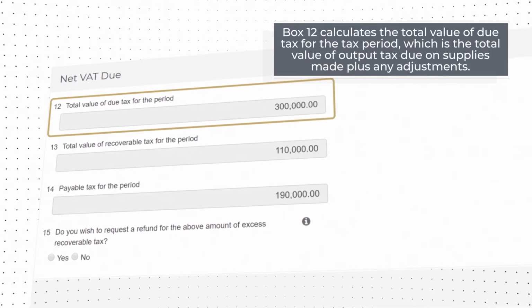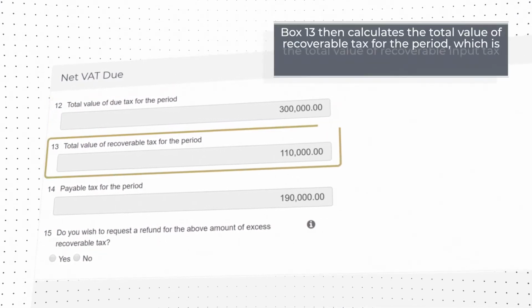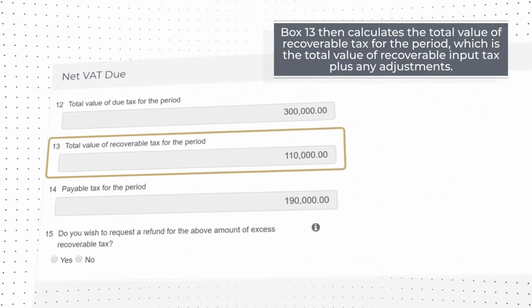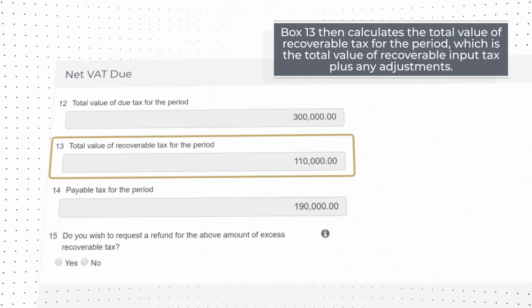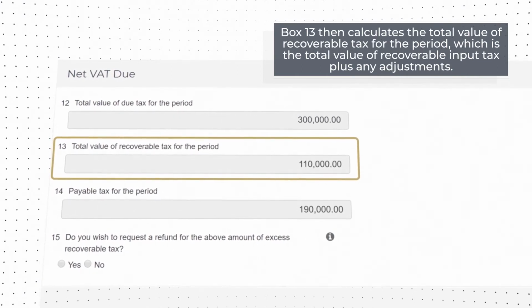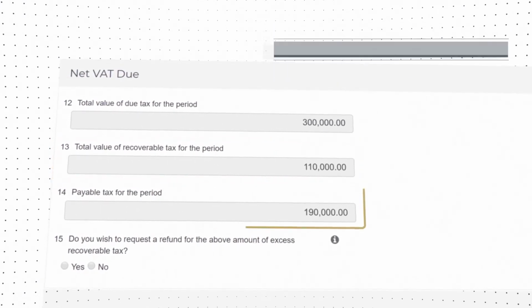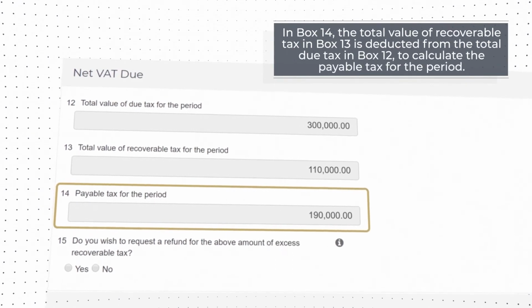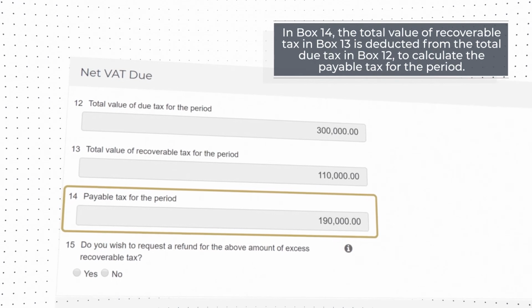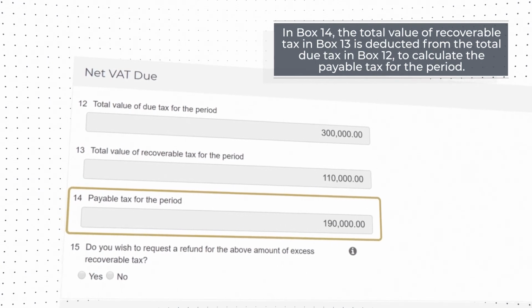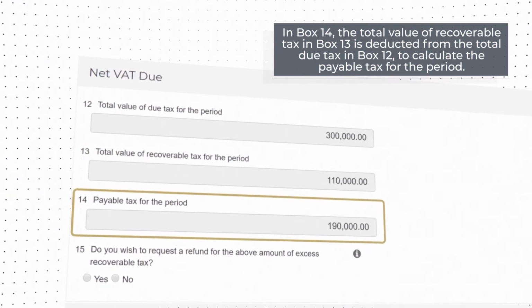Box 13 then calculates the total value of recoverable tax for the period, which is the total value of recoverable input tax, plus any adjustments. In box 14, the total value of recoverable tax in box 13 is deducted from the total due tax in box 12 to calculate the payable tax for the period. You've now completed boxes 10 to 14 of the VAT return.